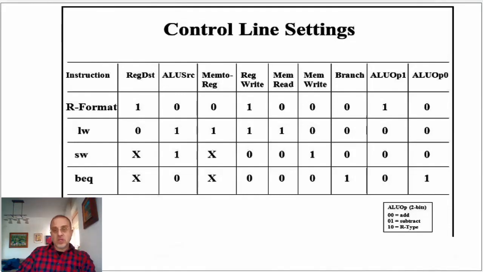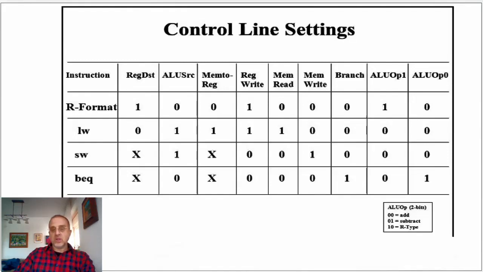So, for example, here, as you see, are the control line settings for various commands, like any R format should have these lines lit up as 1 and these as 0. In other words, the register destination should be 1 for the R format. And similarly, load word should have these ones lit up, the store word and the BEQ. In other words, these are the output lines as they should be generated by the controller.